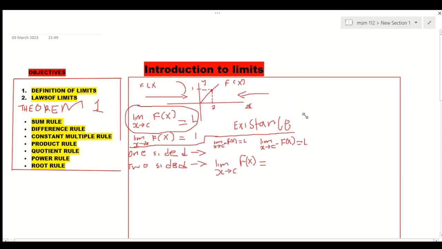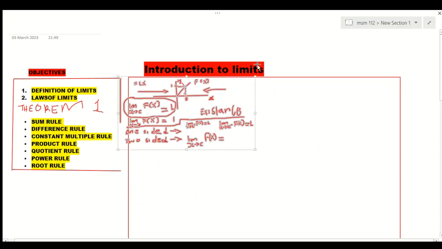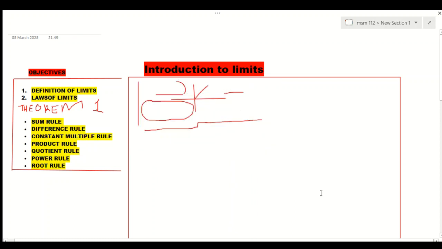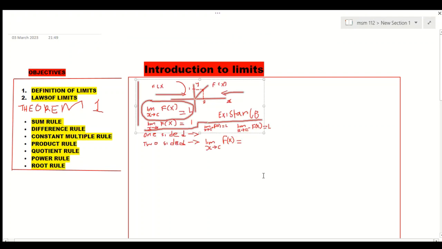Let me reduce it. Do something like this. And I do this. Alright. What have I done? Okay. Like this.